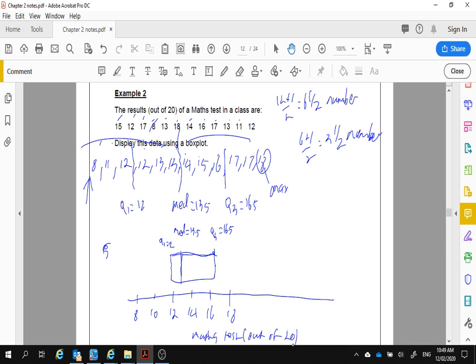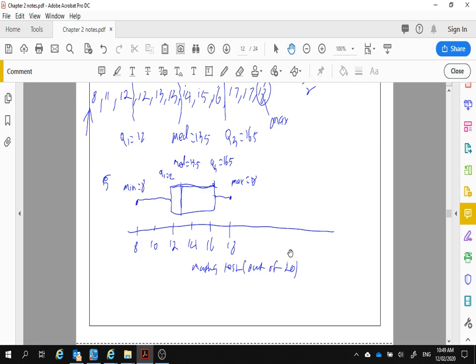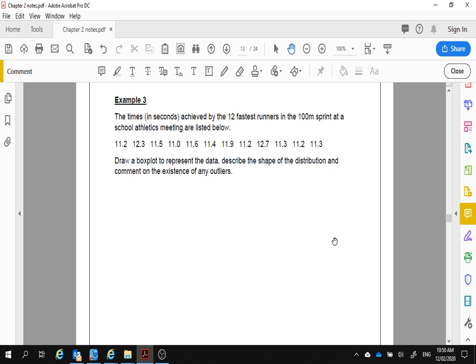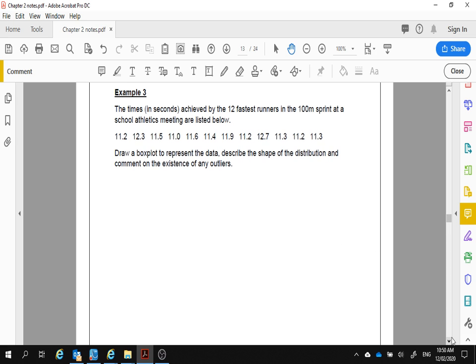Now from here I've got to go to the maximum of 18. Max equals 18, and to the min of 8 on this side. Min equals 8. So there's my box plot. A bit rough, but you can tell. And I didn't work out the fences there because I've already worked them out and I know there are no outliers, but I will work them out on this one here.